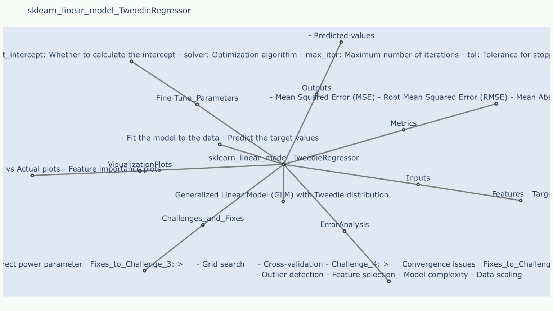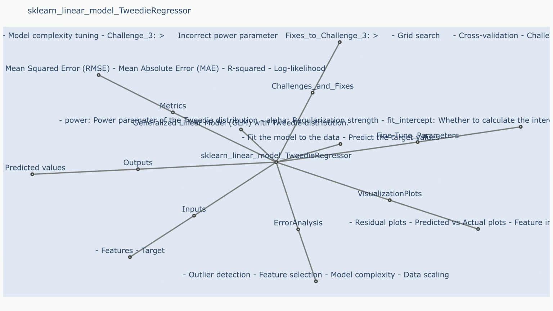Metrics. Mean absolute error, MAE, measures the average absolute difference between the predicted and actual values. Mean squared error, MSE, measures the average squared difference between the predicted and actual values. Root mean squared error, RMSE, measures the square root of the mean squared error. R squared, R2, indicates the proportion of variance in the response variable that is explained by the model.